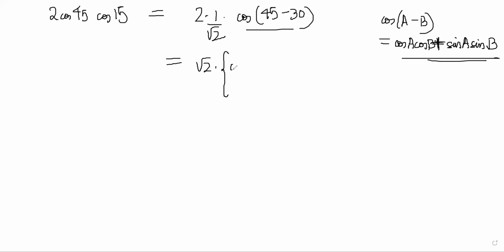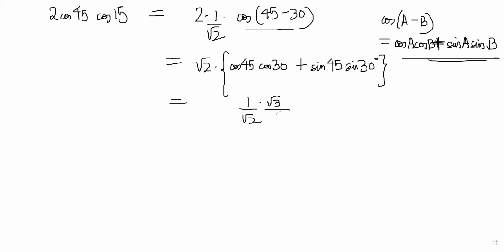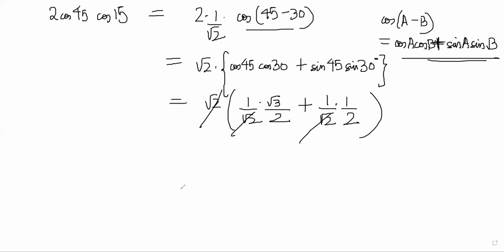So this becomes cos 45, cos 30, plus sin 45, sin 30. And this calculation, let's do. So this is 1 by root 2. Cos 30 is root 3 by 2. Plus this is 1 by root 2. Sin 30 is 1 by 2. And you have to multiply root 2 outside. So notice root 2 will cancel this and cancel this, right? So it is clearly becoming root 3 plus 1 by 2, which is what was coming on the left-hand side also. Wow. Right? So the formulas are correct.